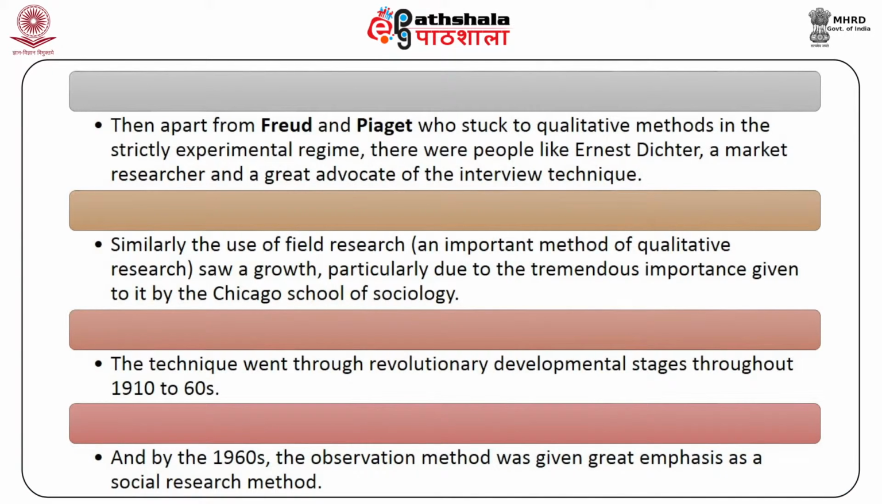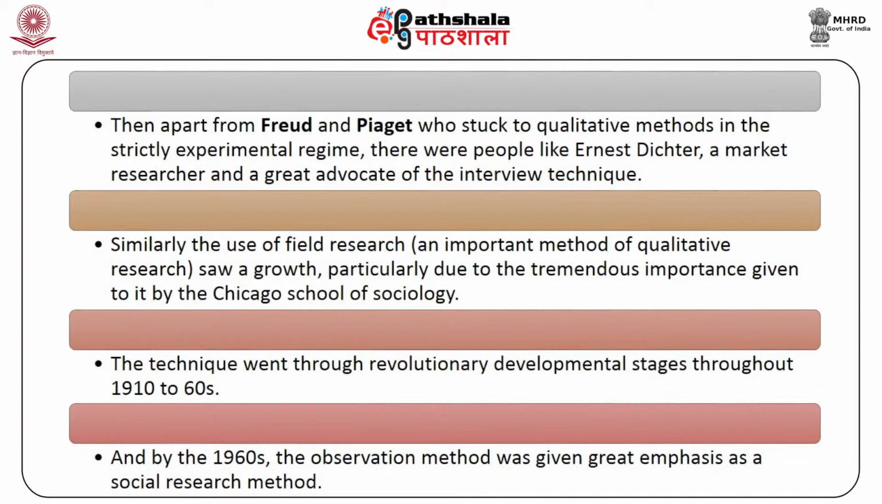Although the paradigm shift had not begun at that time, the origins of qualitative research methods can be traced back as early as the 1890s, when Booth and Webb used a combination of several methods like observation, interviews, as well as surveys to study the life and labor of the London poor. Then, apart from Freud and Piaget, there were people like Disher, a market researcher and a great advocate of the interview technique.